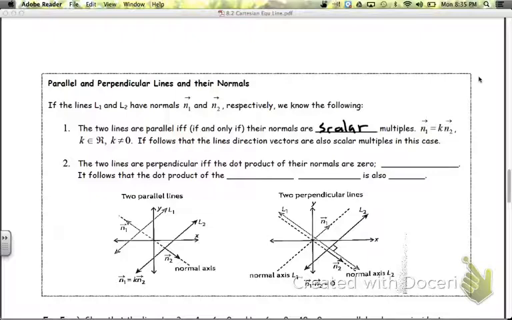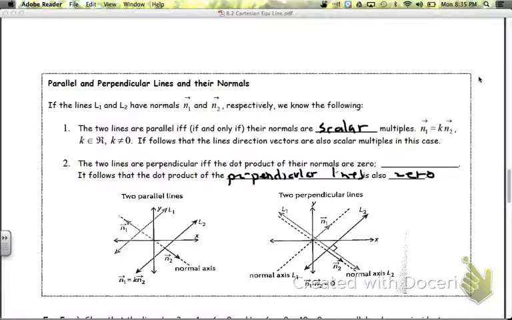It follows that the lines' direction vectors are also scalar multiples in this case. The second thing that we know here: the two lines are perpendicular if and only if the dot product of their normals is 0. So therefore it follows that the dot product of the direction vectors of perpendicular lines is also 0.